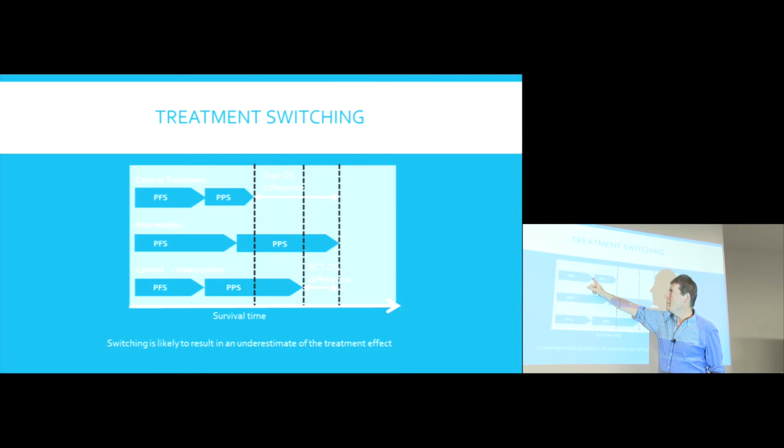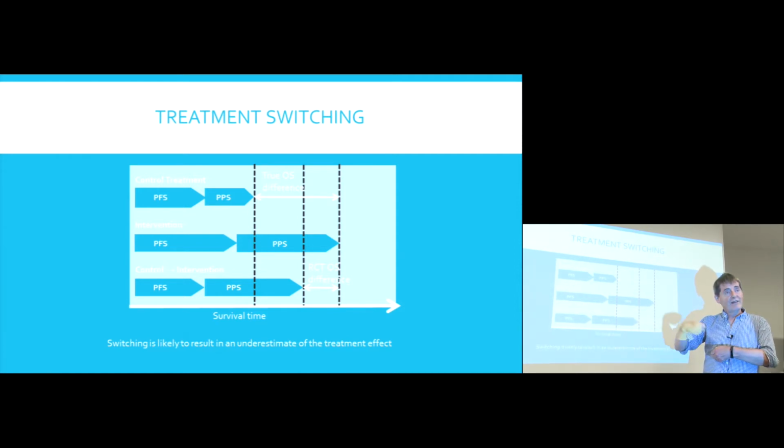At this point, when patients progress in the control group, if they don't switch treatment, they have this relatively short post-progression survival. If they do switch treatment, they get this longer survival because it's assumed that the other treatment is beneficial to them. As a consequence, if we don't do any adjustment, we're going to estimate a smaller difference in survival. Whereas if we somehow manage to allow for the crossover, we can get back perhaps to the true difference.